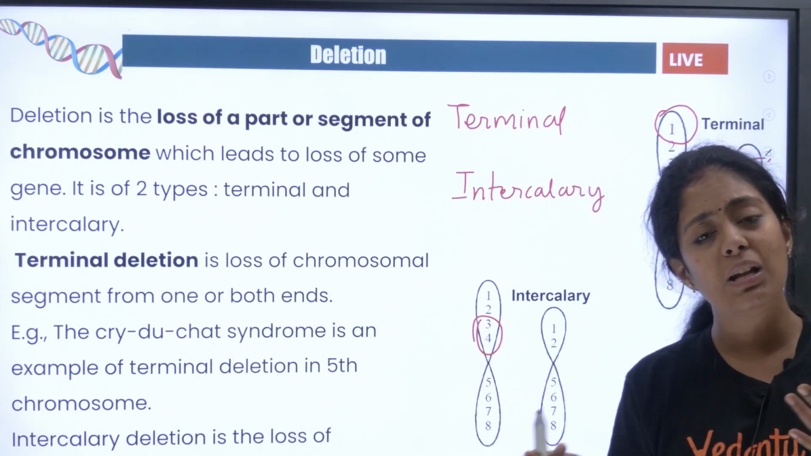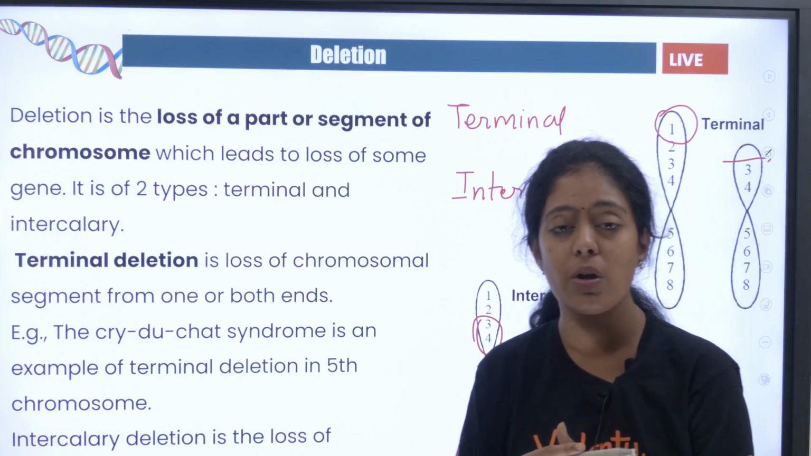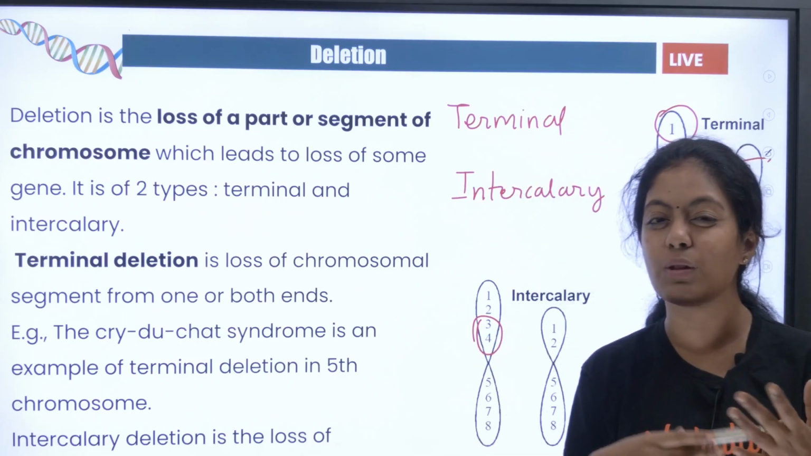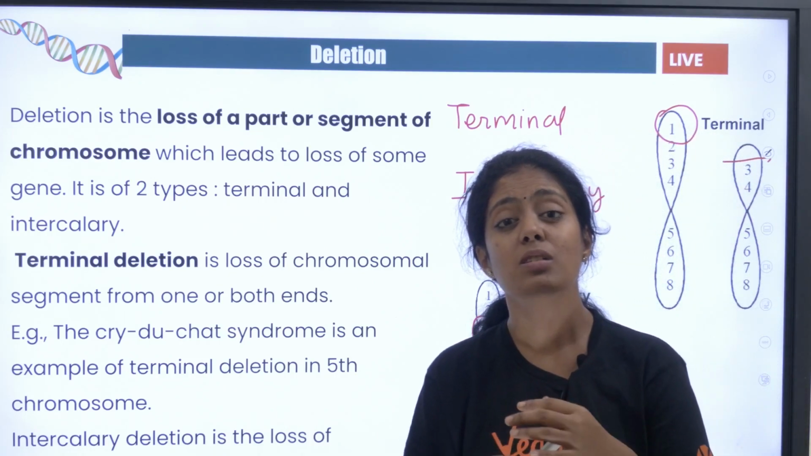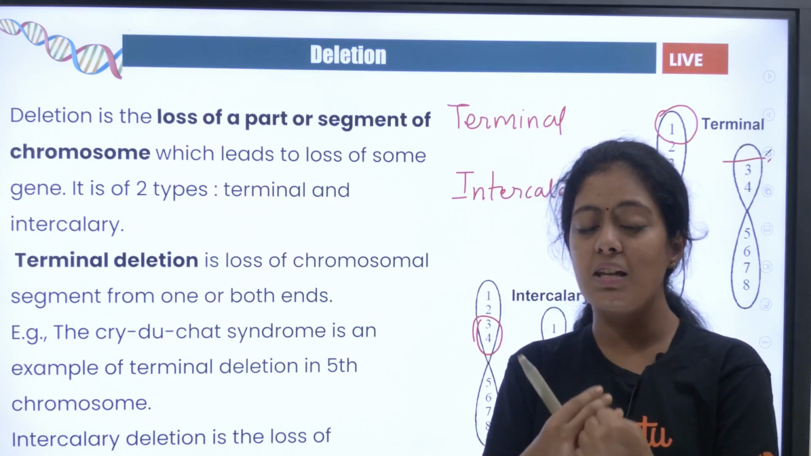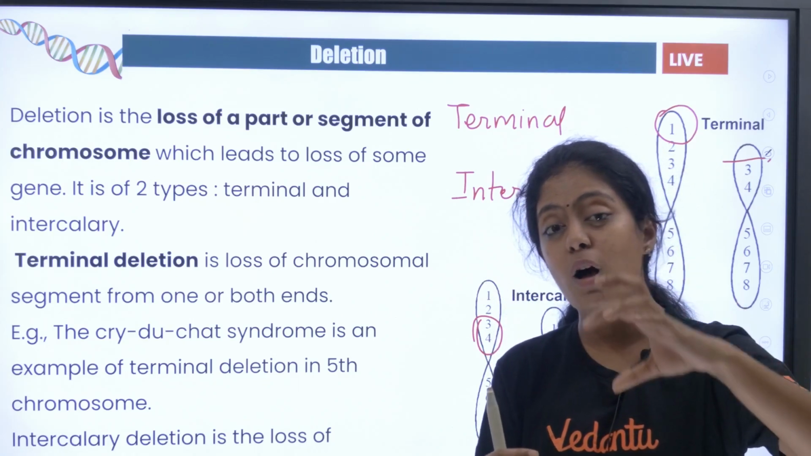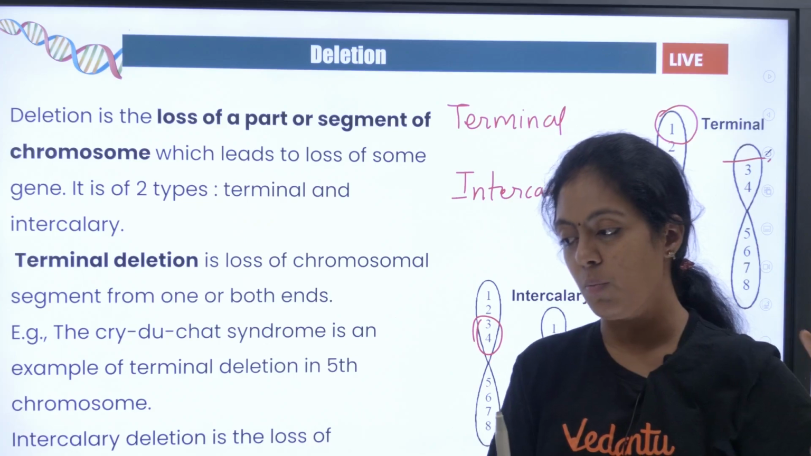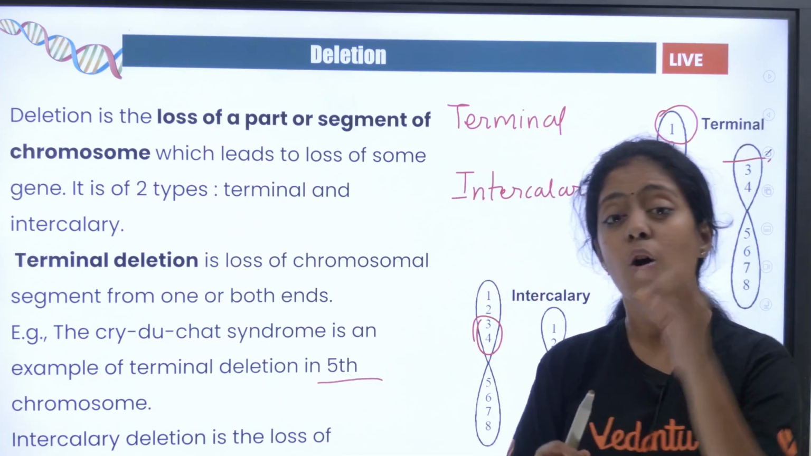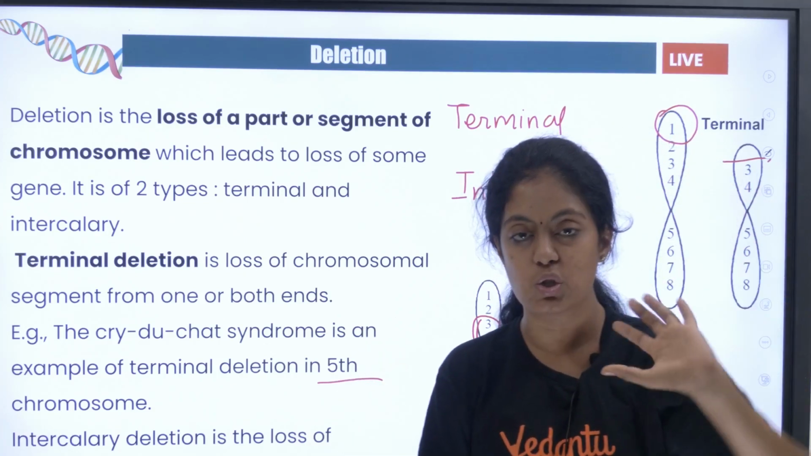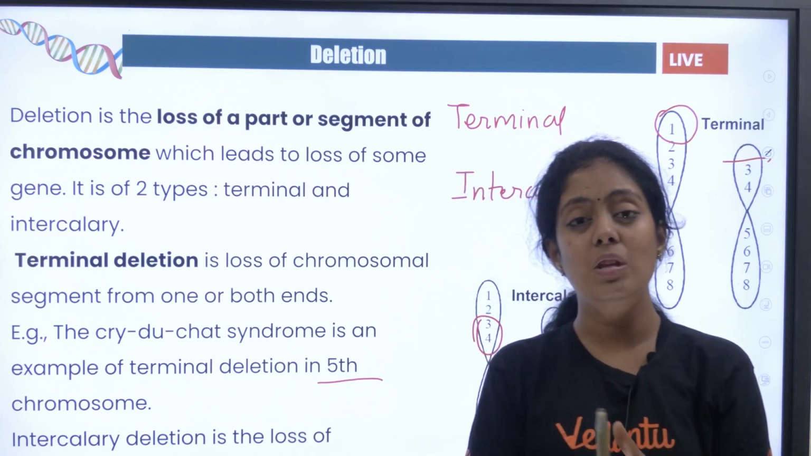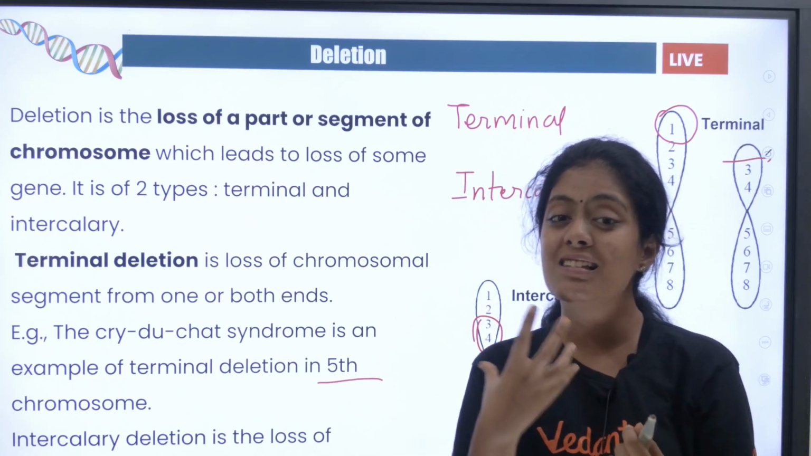An example for deletion is Cri-du-chat syndrome. What is this syndrome? This is extra information. The children who have this syndrome have a loss of a part of the fifth chromosome. So what happens due to this? There will be abnormal larynx development.